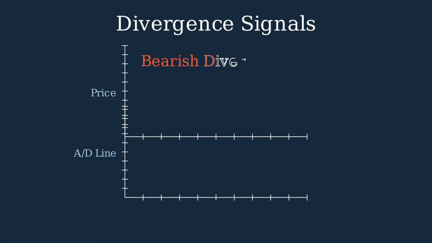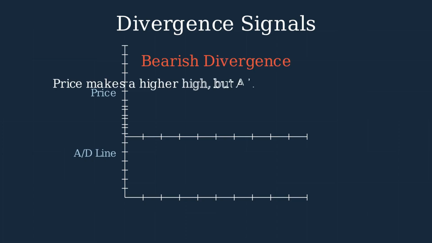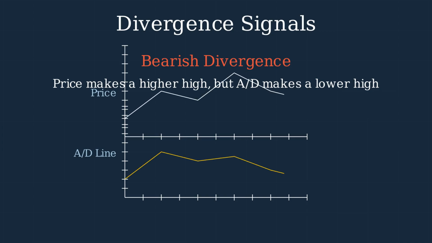Now let's examine bearish divergence. Bearish divergence occurs when price makes a new high, but the accumulation distribution line fails to confirm this move. In this example, observe how the price climbs to a new high, but the AD line fails to confirm, creating a lower high instead. Here are the critical points.